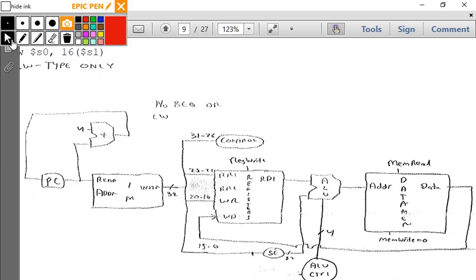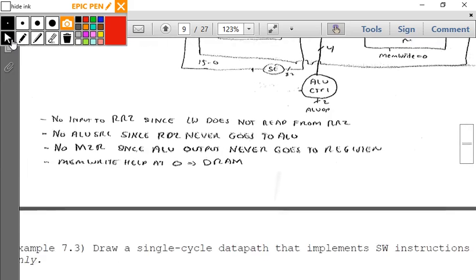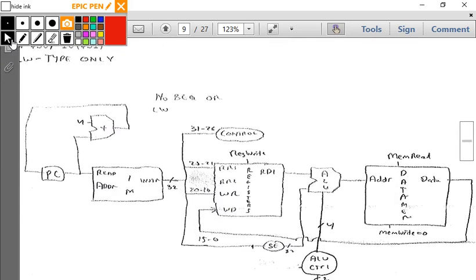Now, what's the next question? Is it I-type? Oh yeah, that's just store word. So if it was store word, how do we change this data path? So next question is just store word.